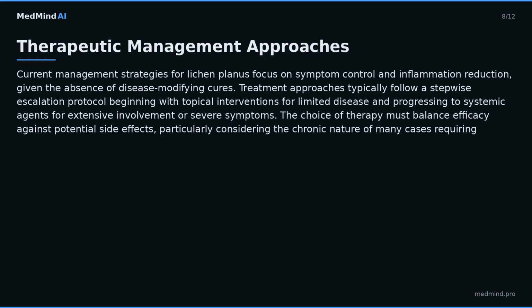Therapeutic management approaches. Current management strategies for lichen planus focus on symptom control and inflammation reduction, given the absence of disease-modifying cures. Treatment approaches typically follow a stepwise escalation protocol beginning with topical interventions for limited disease and progressing to systemic agents for extensive involvement or severe symptoms.